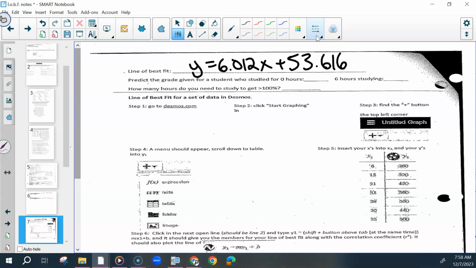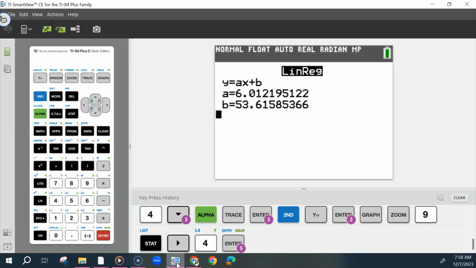Then it wants us to predict the grade given for a student who studied for 0 hours. There are a couple different ways to do that. You could put 0 in for x, evaluate it like we were just doing before, figure out what that would be. Or I'm going to show you how to do it on the calculator. This only works if you did the steps where you stored the regression equation. If you didn't do that, this part won't work.